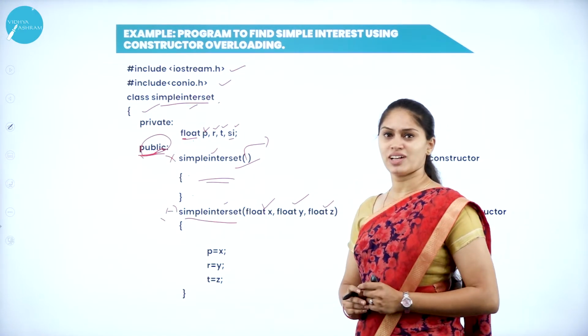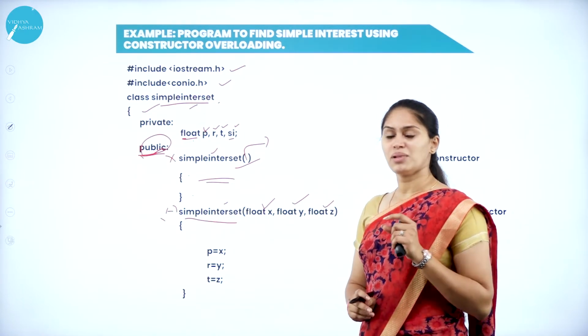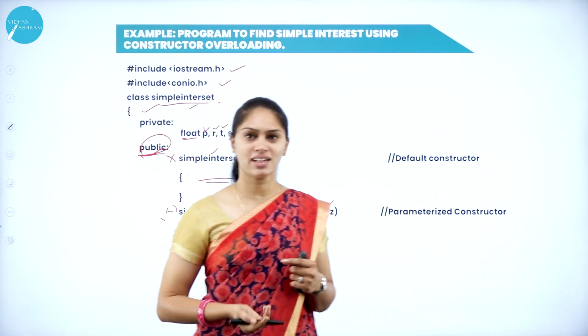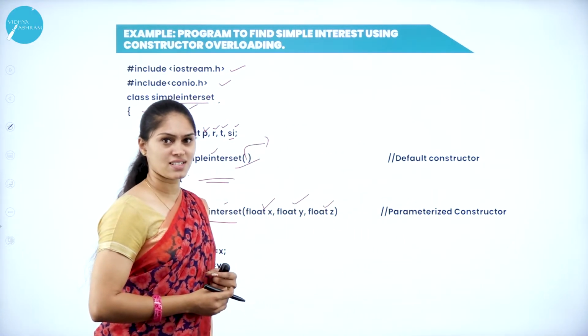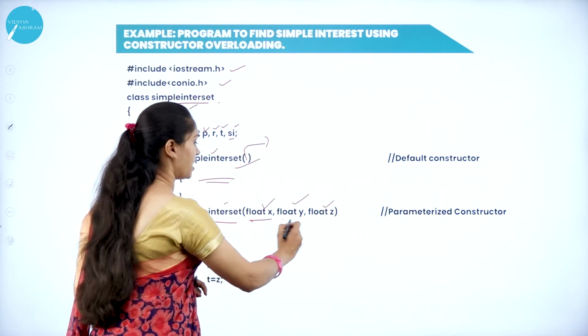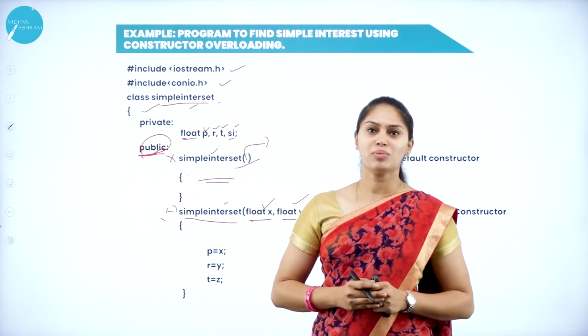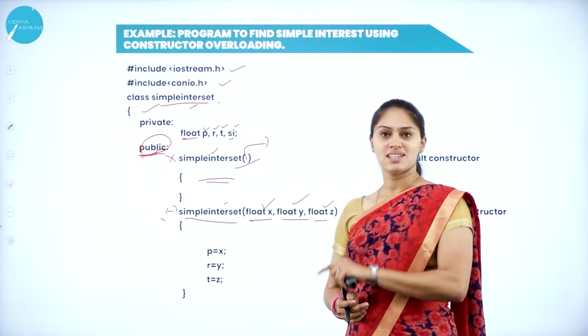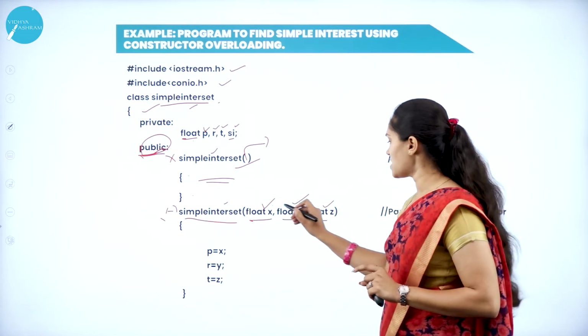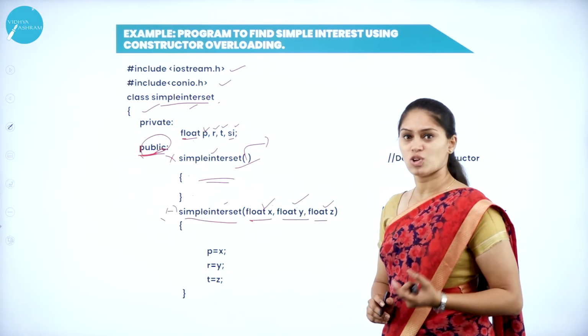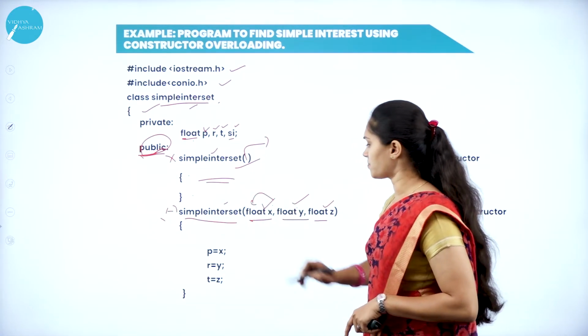Then which kind of constructor is it? It is a parameterized constructor. How can I recognize this as a parameterized constructor? Because here I am sending some arguments or parameters. Which are the three arguments that I am using? X, Y, Z. So can you see that? X, Y, Z are the arguments of data type float.